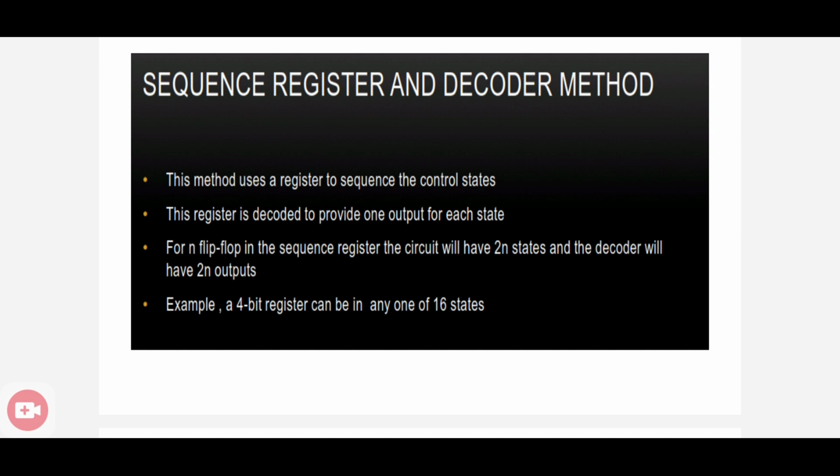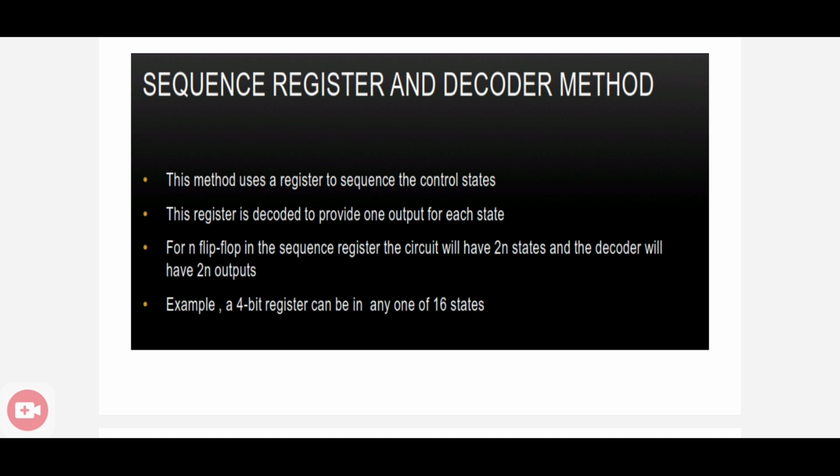This method uses a sequence register, and the register is decoded to provide one output for each state. If you are using n flip-flops in sequence register, it will have 2^n states, and the decoder will have 2^n outputs. Okay, if a 4-bit register is used, we can get 16 states.